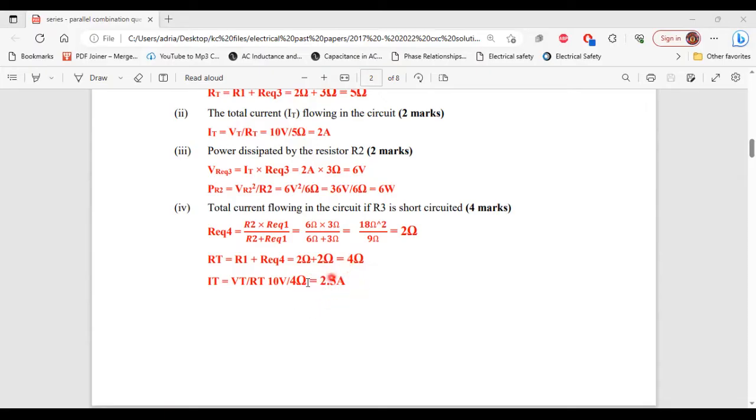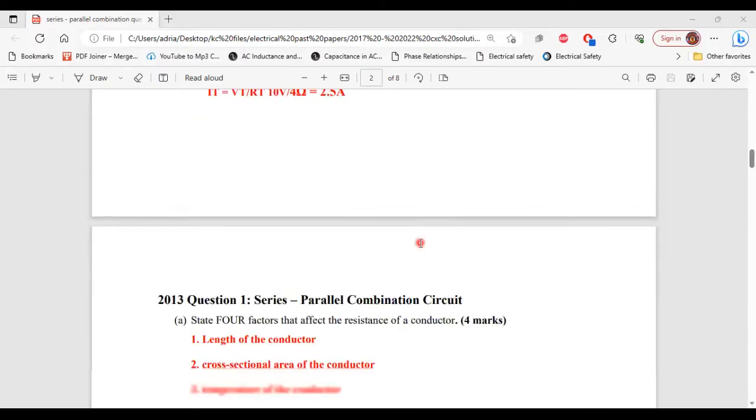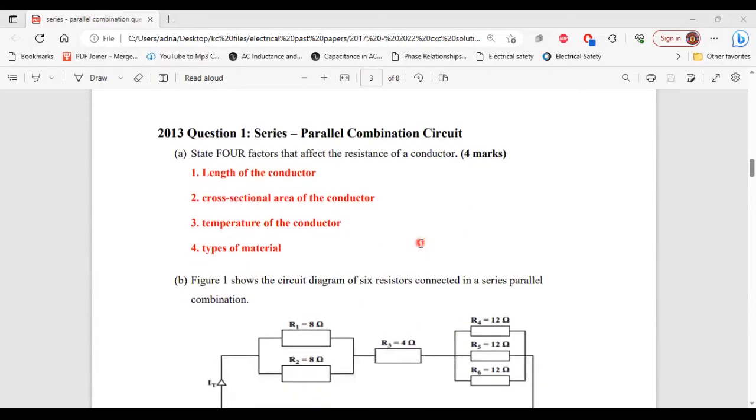So this is the total current when R3 is short-circuited. All right, so that's it for this question. All right, so let's move on to the next question. So this is question 1 from the 2013 past paper.